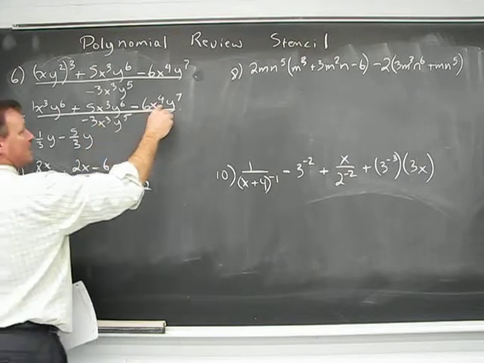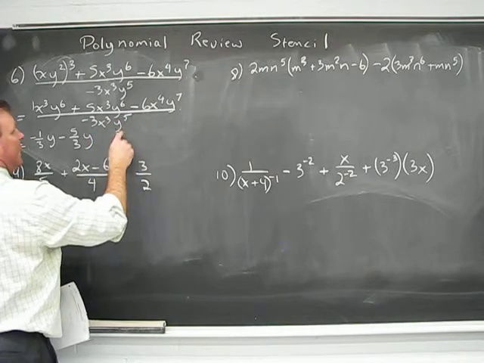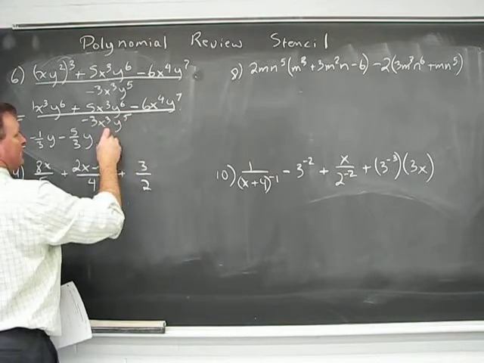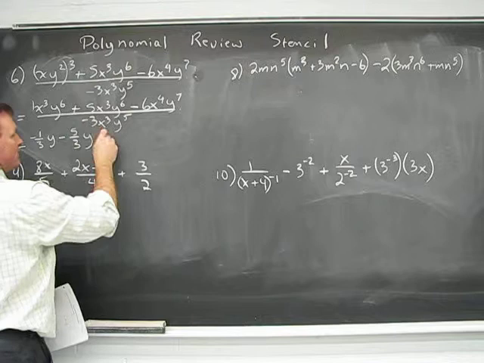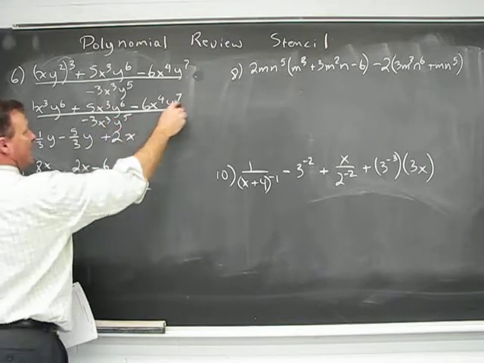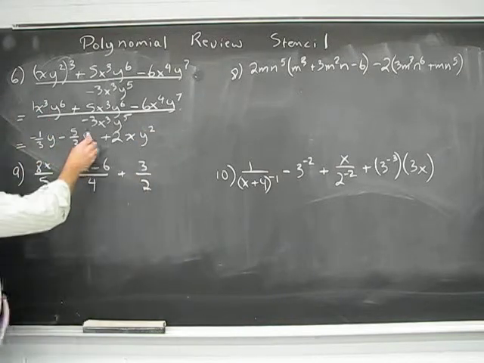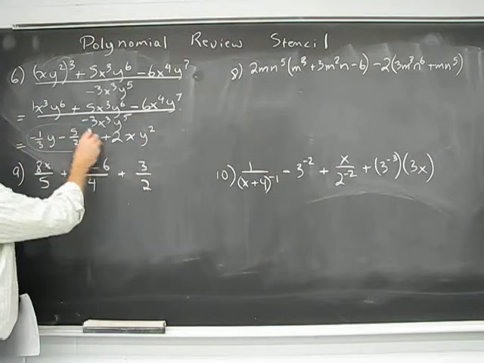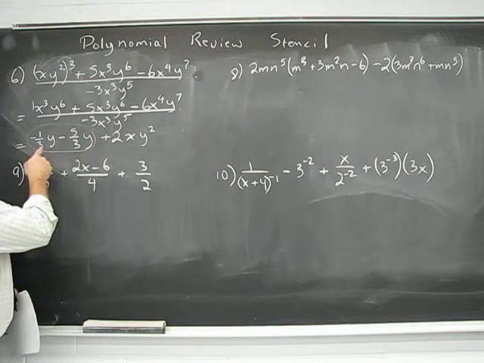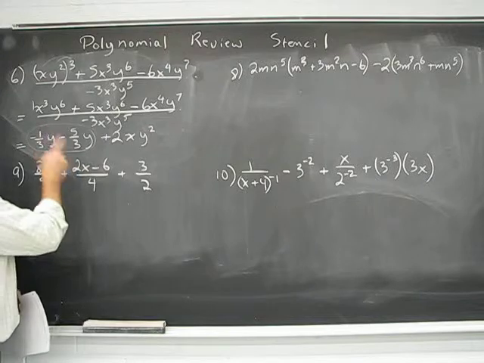And 6x to the 4, y to the 7 divided by negative 3x cubed. Okay, and you divide 6 divided by negative 3, positive 6 divided by negative 3 is negative 2. X to the 4 divided by x to the 3 is just x, and y squared. And as I said before, these guys are like terms, so hopefully you're recognizing this at that point. Negative 1/3 and negative 5/3 is negative 6/3, which is simply negative 2.